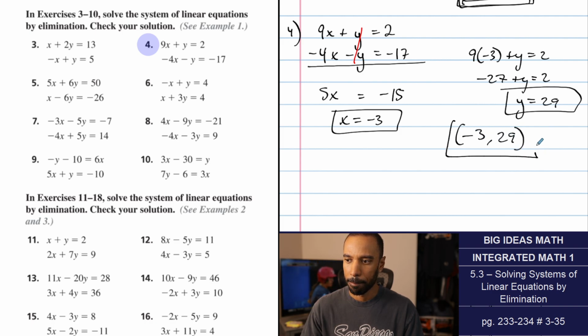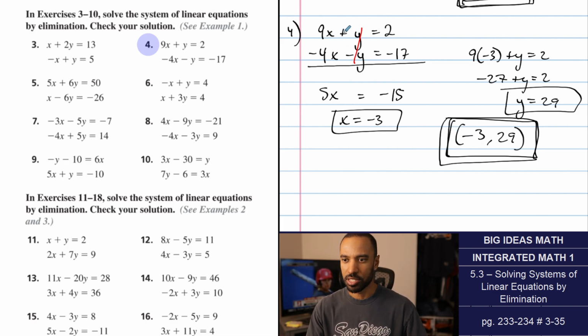As a double check, we kind of just did the top equation, but try it again. Negative 27 plus 29 is 2. Negative 4 times negative 3 is 12. 12 minus 27 is negative 17.